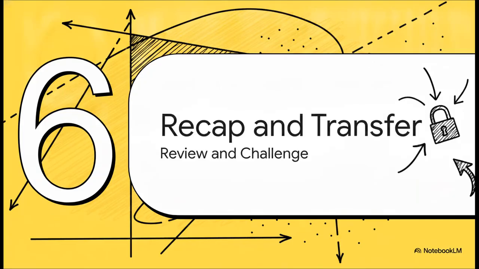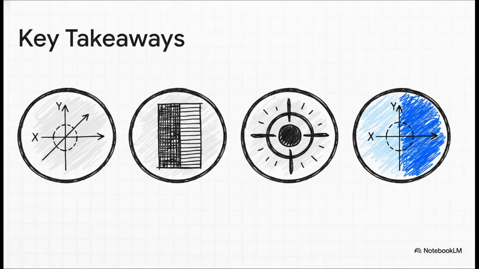Finally, Section 6. Recap and transfer. We've covered a ton of ground, so let's lock it all in. To quickly recap our journey, first, temporarily convert your inequalities into boundary equations just to find where your line lives. Second, remember your line types: solid physical fences for or equal to, and invisible dashed borders for strictly greater or less than. Third, always use a test point to avoid that shading trap.